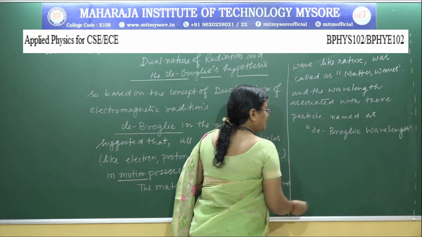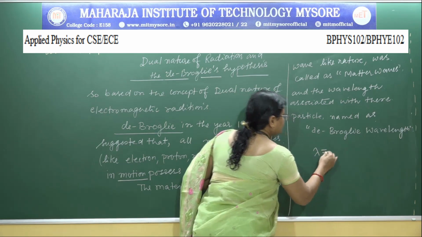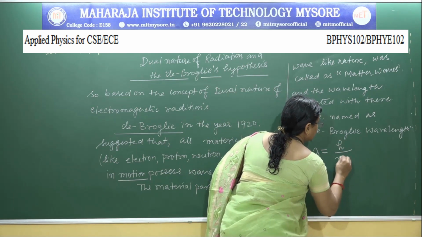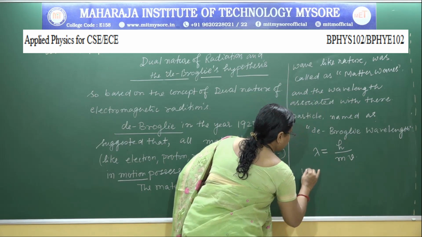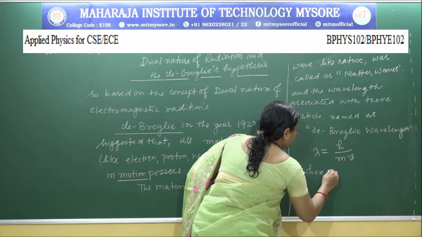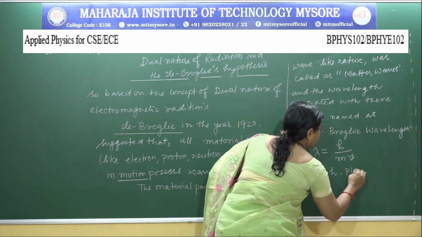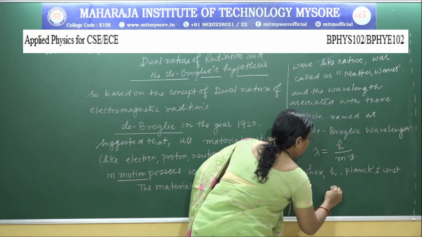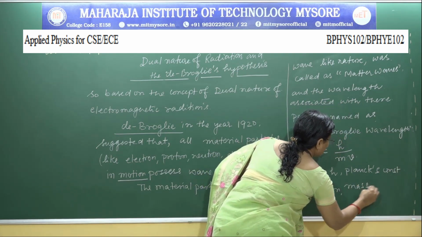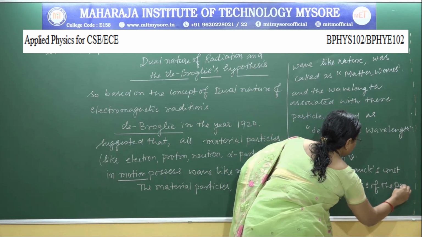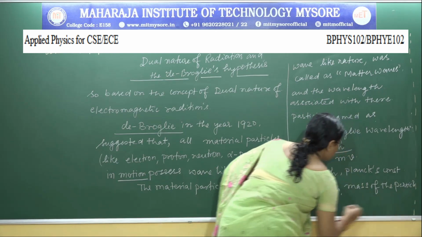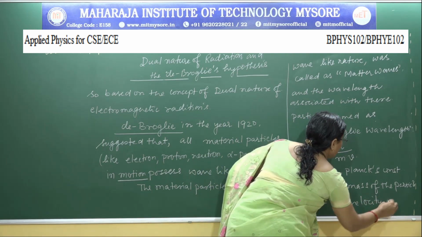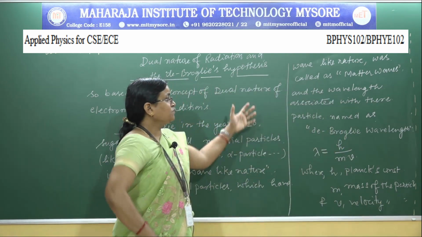And de Broglie suggested that the measure of wavelength lambda is equal to h by mv, where h is Planck's constant, m is the mass of the particle, and v is the velocity of the particle.